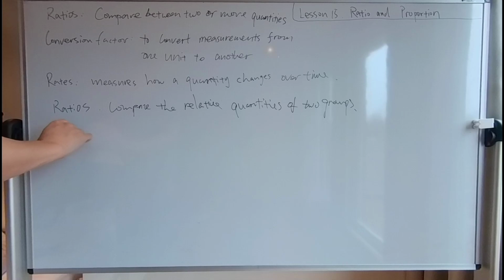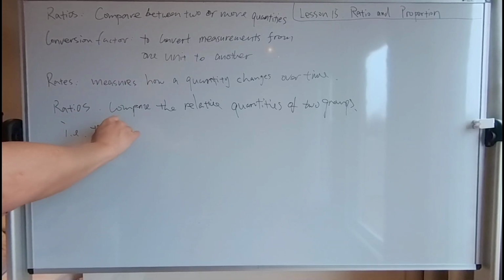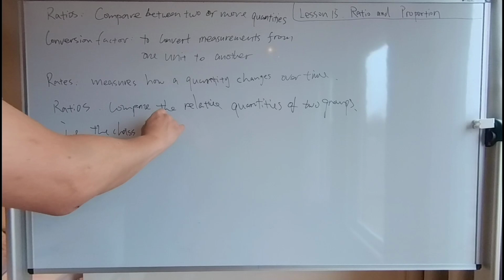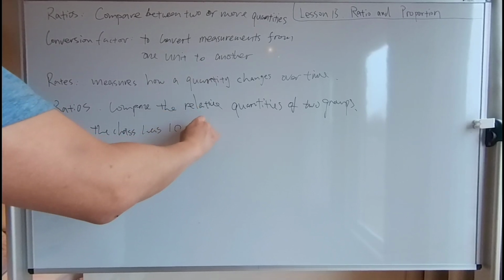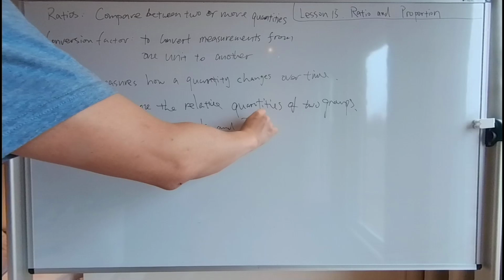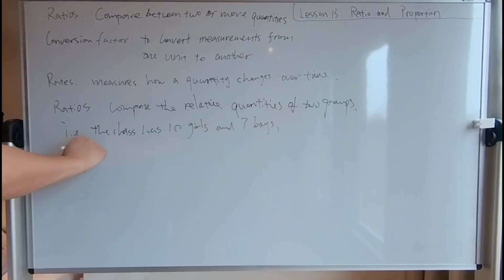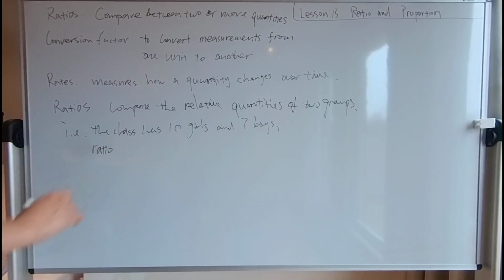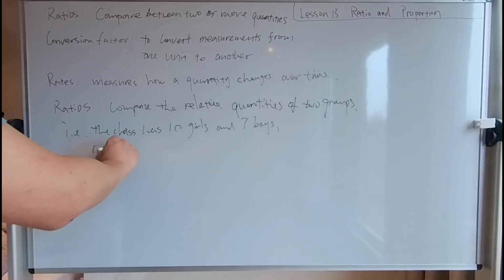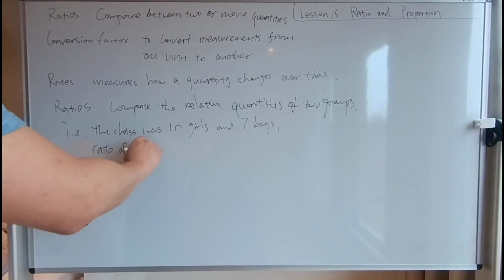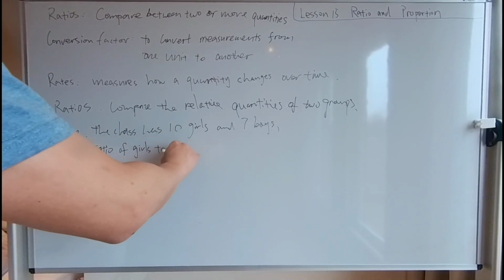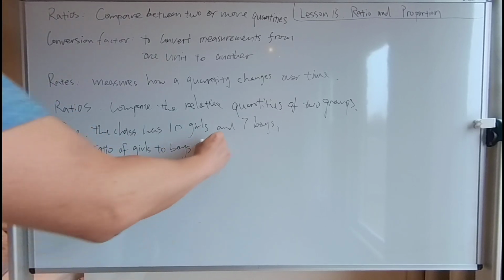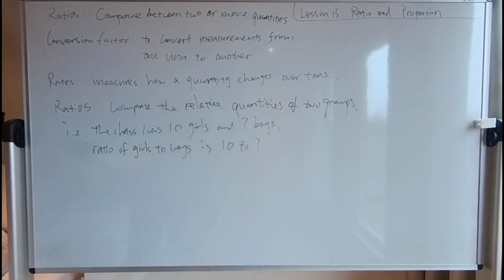For example, if the class has 10 girls and 7 boys, then the ratio of, and when we say ratio, you need to specify the ratio of what versus what, the ratio of girls to boys is 10 to 7. So this is first of all verbally describing the ratio.